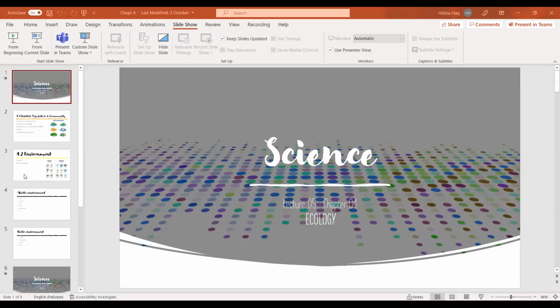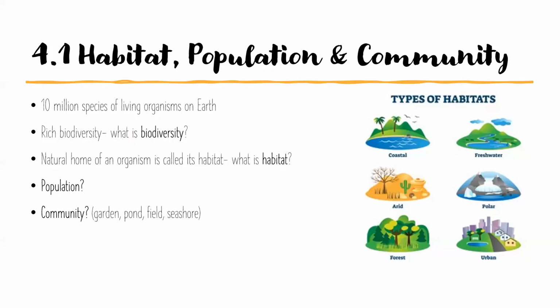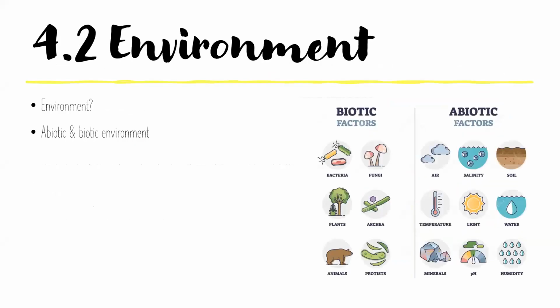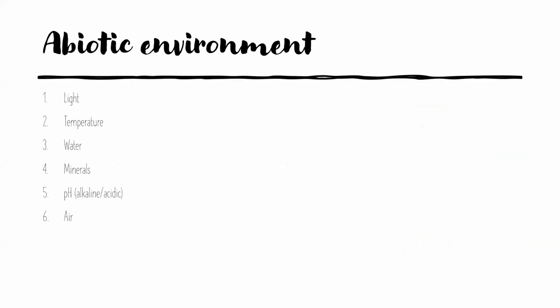Then we studied what an environment is, what different factors make up an environment, what other factors such as abiotic factors and biotic factors are that make up the environment, how they affect the environment, how they affect the living organisms that are living in that specific environment. So this is where we ended yesterday.